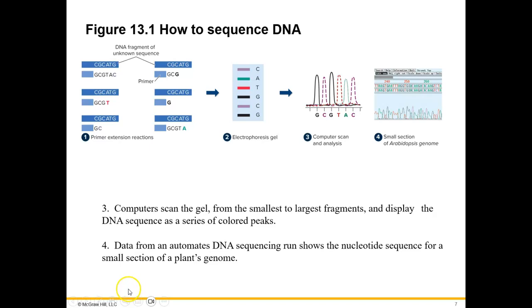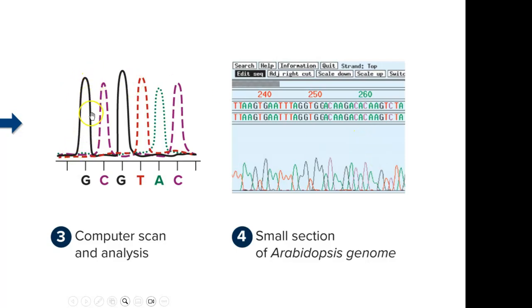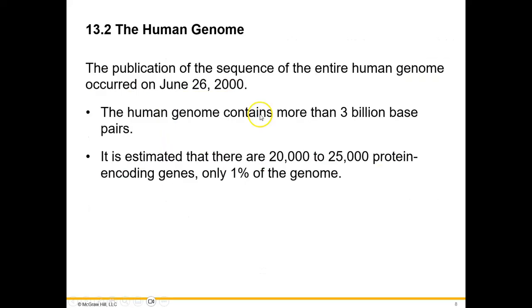After that, the data from an automated DNA sequencing run will show the nucleotide sequence for a small section. And in this example, we have an example of a plant's genome and its sequencing. So you can see here the size of the colored peak after we have analyzed our gel electrophoresis is indicating which nucleotide is placed there. Here you can see these are the peaks indicating thymine, these peaks indicate adenine, these black peaks indicate guanine, and then here you can see cytosine. So that's telling us exactly which nucleotides are appearing in our DNA strand and in which specific order.